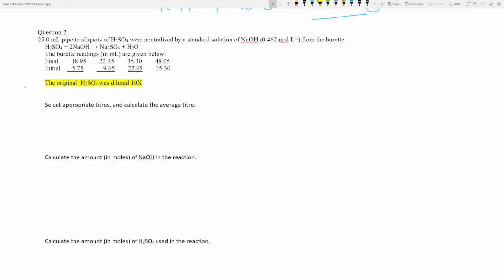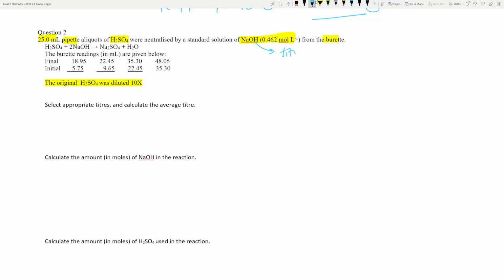Okay, so question number 2. So this one here, let's just do this really quickly. We can highlight some of the key things here. 25 mL aliquots of H2SO4. So that means this was in the pipette. It even says here pipette by a standard solution of NaOH. So we know the concentration of NaOH from the burette. So that means this thing was in.